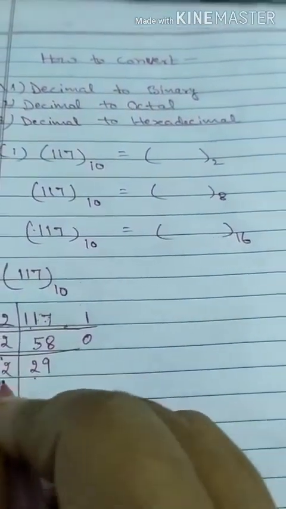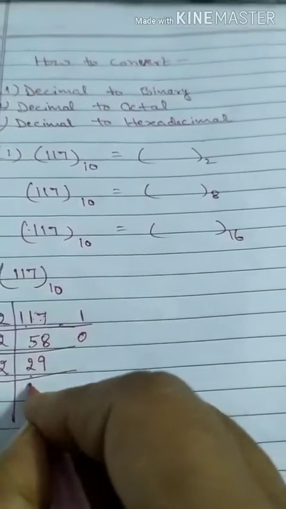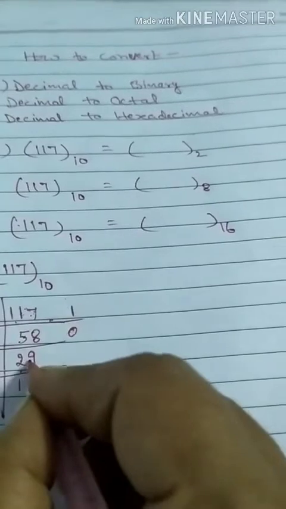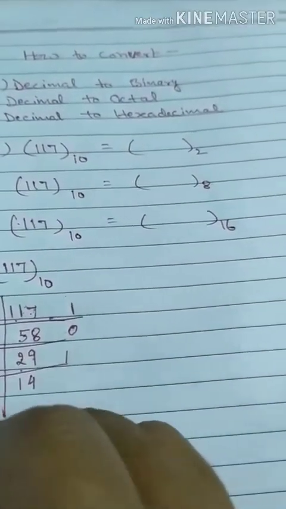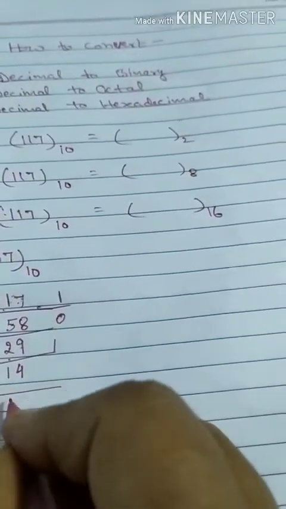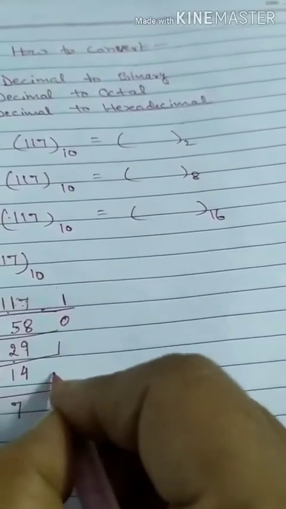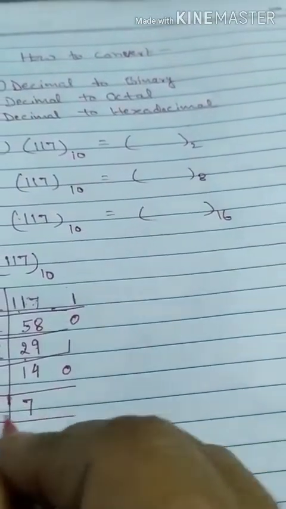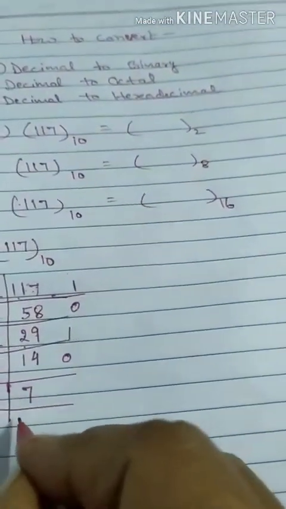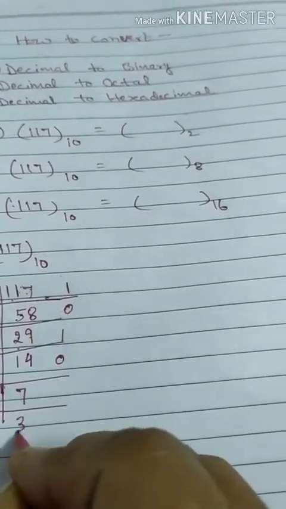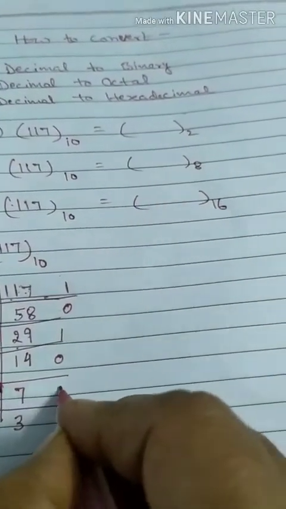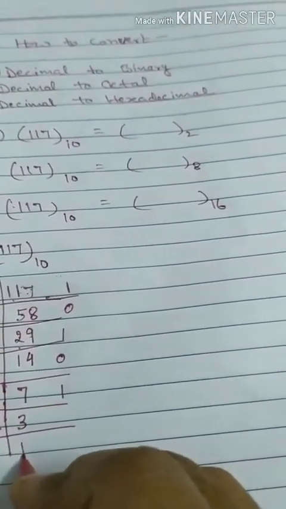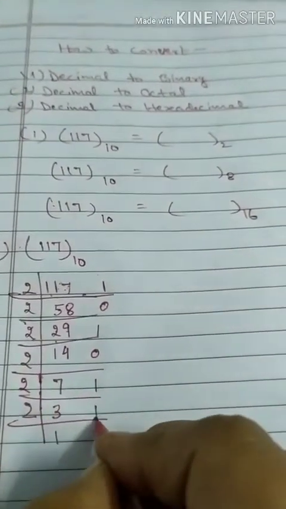Again divide by 2. 2 1s are 2 and 2 4s are 8, remaining 1. Again by 2, 2 7s are 14, no remainder is left, so mention here 0. Again 2, 2 3s are 6, remainder 1. 2 1s are 2, remainder is 1.